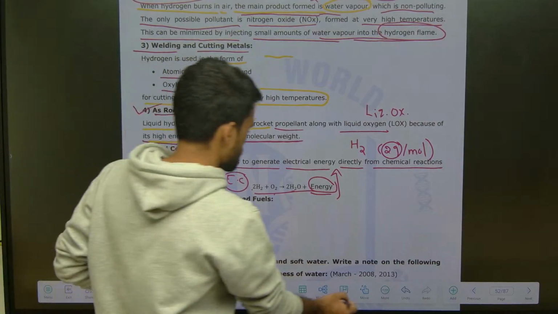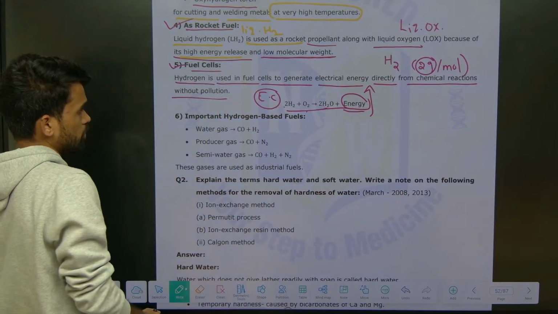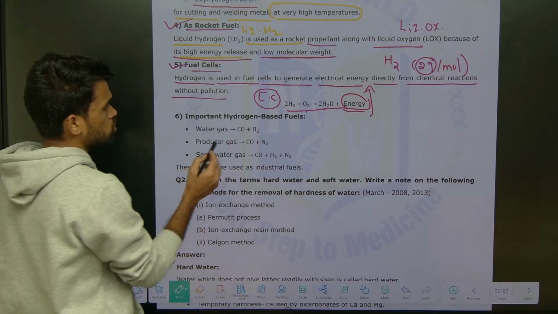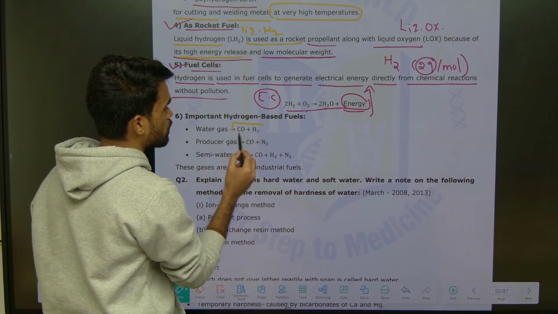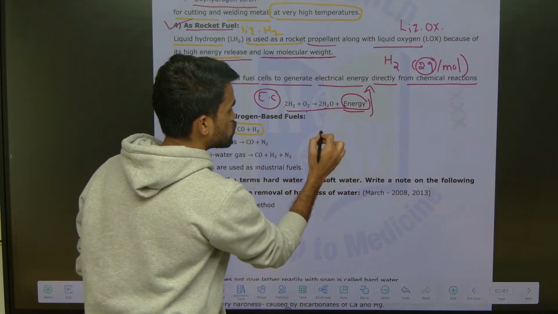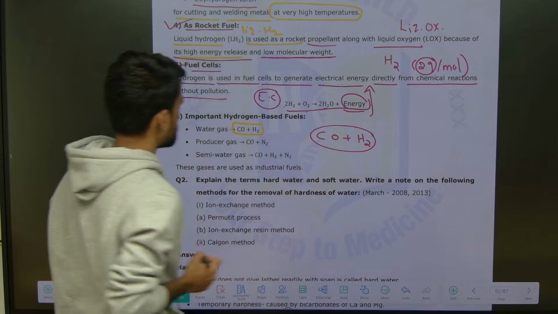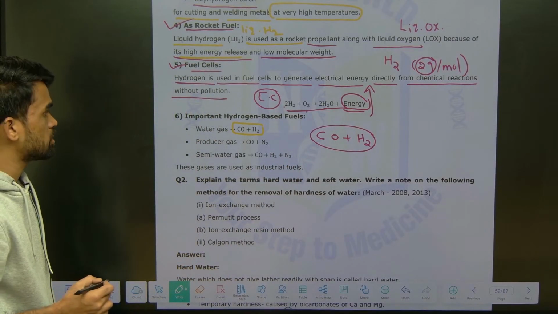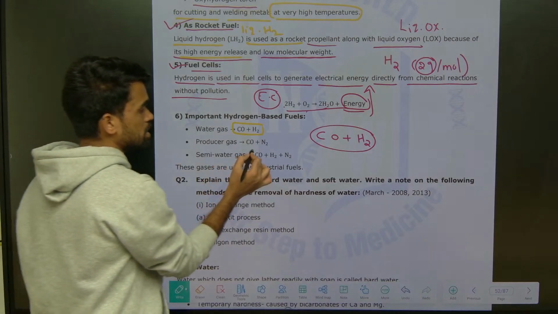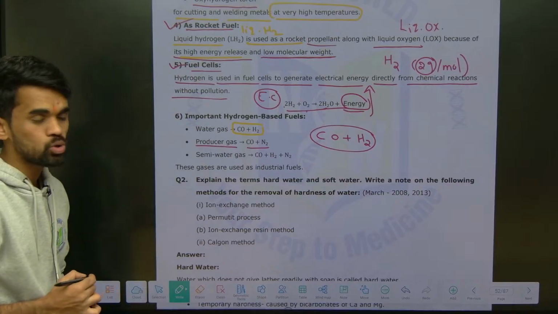Next, see this one. What are the important points we have here? Hydrogen gas, like water gas. What do we mean by water gas? Carbon monoxide, CO plus H2 gas. This is called syn gas, or water gas. Syn gas or water gas, synthesis gas, you can remember. Next, CO plus N2, this mixture is called producer gas. What is that? Producer gas.